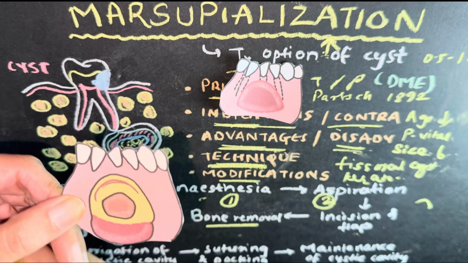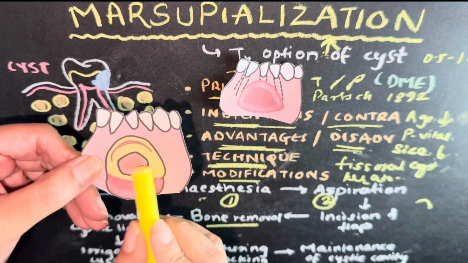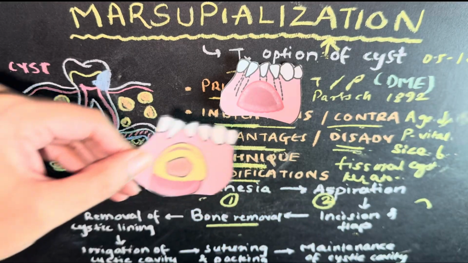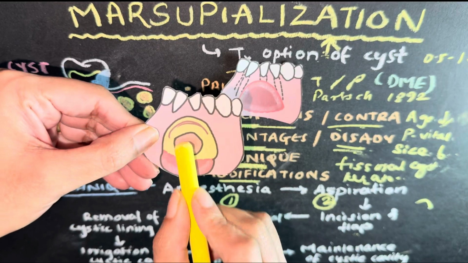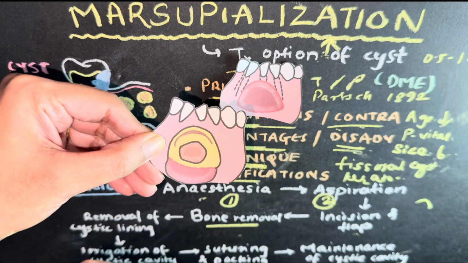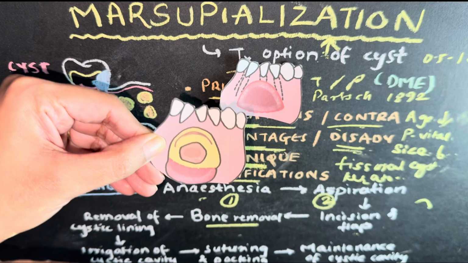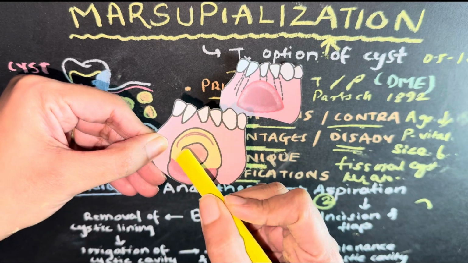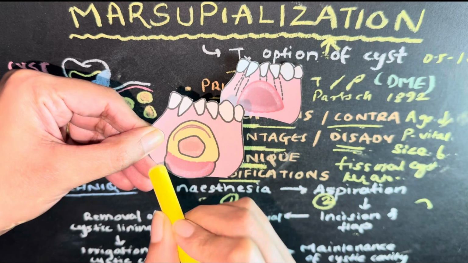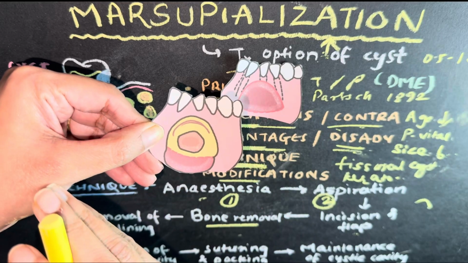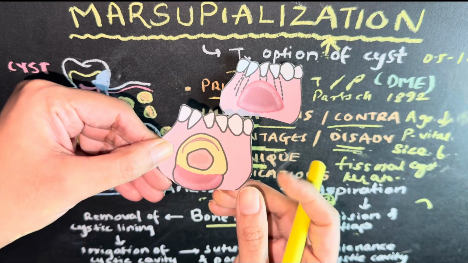The next step is removal of the bone that is covering the cyst. Now if the cyst is large, we can see there is perforation of the cortical plate or the bone, like if it is a thin bone. When the bone is narrowed, here the incision can be extended through the mucoperiosteum, bone and the cystic lining into the cystic cavity, and you are going to send this lining for histopathological examination.